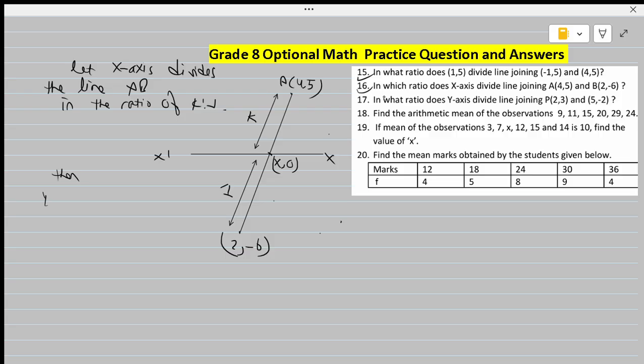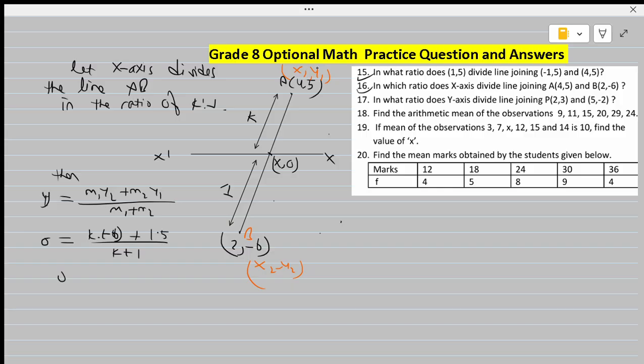So y equal to m1 y2 plus m2 y1 by m1 plus m2 we have to do. So the value of y is 0 for the dividing point. M1 m2 we have, suppose here k is to 1. And y2 and y1: the first point is A, so that is x1 y1, and the second point is B, which I have kept here down, that is x2 y2. So here the value of y2 is -6, and the value of y1 is here 5.